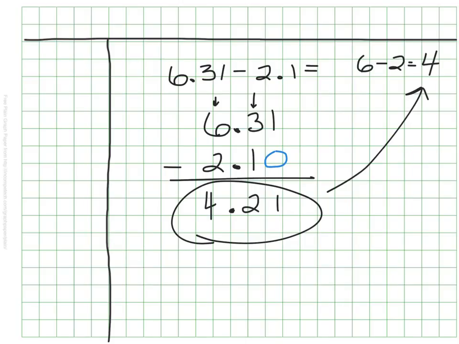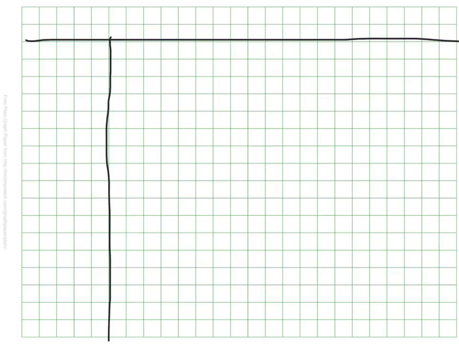Sometimes when we're subtracting decimals, just like when we're subtracting whole numbers, we come across a situation where we might need to borrow. So let's just take a look at that here with decimals. Here I have 7 and 16 hundredths, and I want you to subtract from that 3 and 43 hundredths.